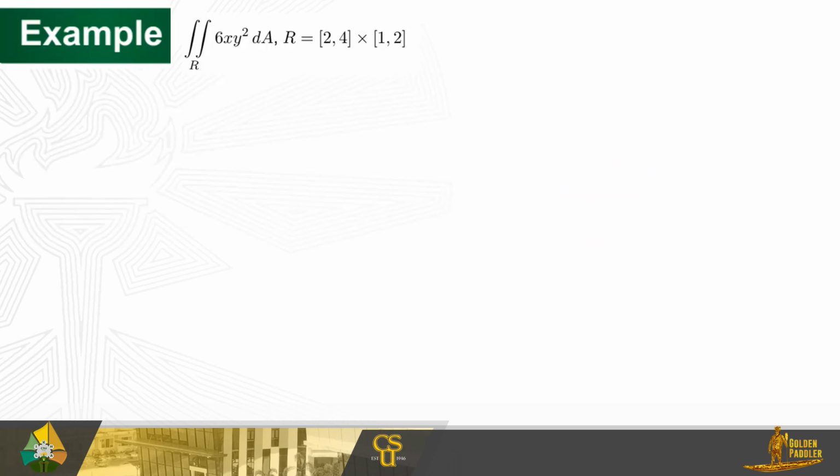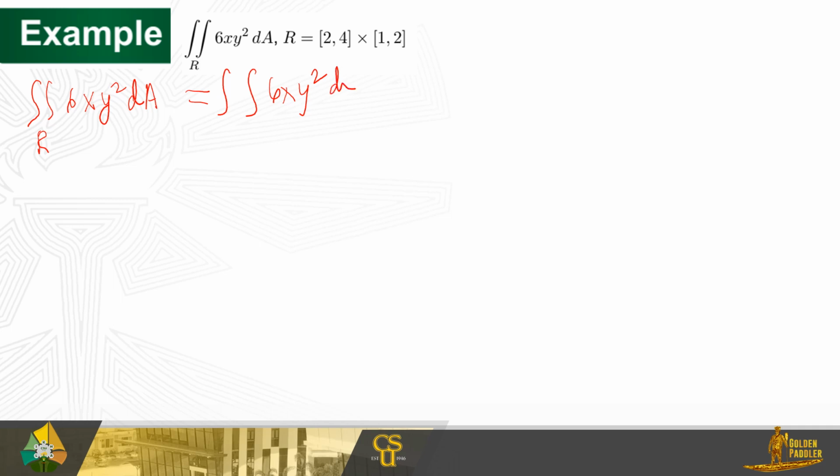Okay, so first let's have an example. We have the double integral of 6xy squared dA, where this function is evaluated over the region [2, 4] cross [1, 2]. To evaluate this integral, we have the double integral of 6xy squared. You can start with dy or you may start with dx.